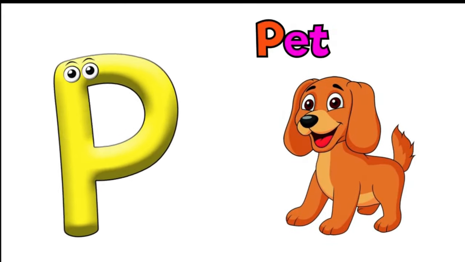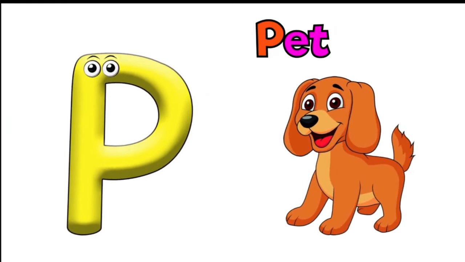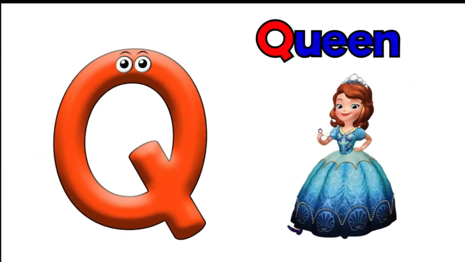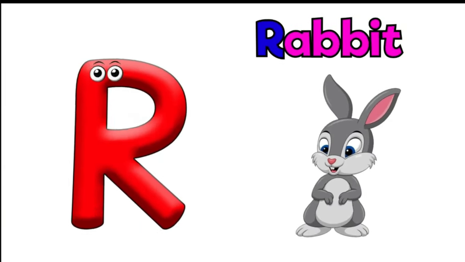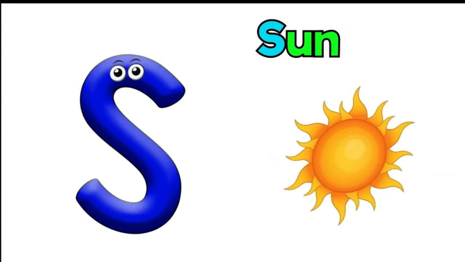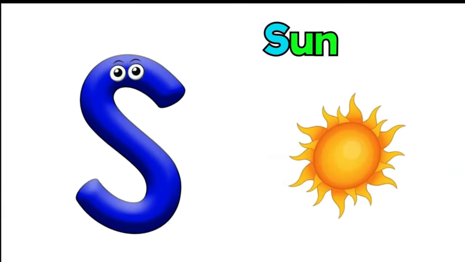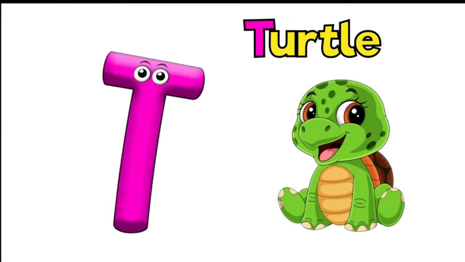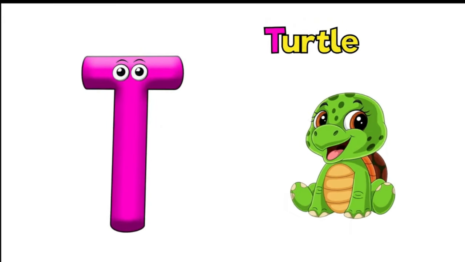P is for pet, p, p, pet. Q is for queen, k, k, queen. R is for rabbit, r, r, rabbit. S is for sun, s, s, sun. T is for toad, t, t, toad.